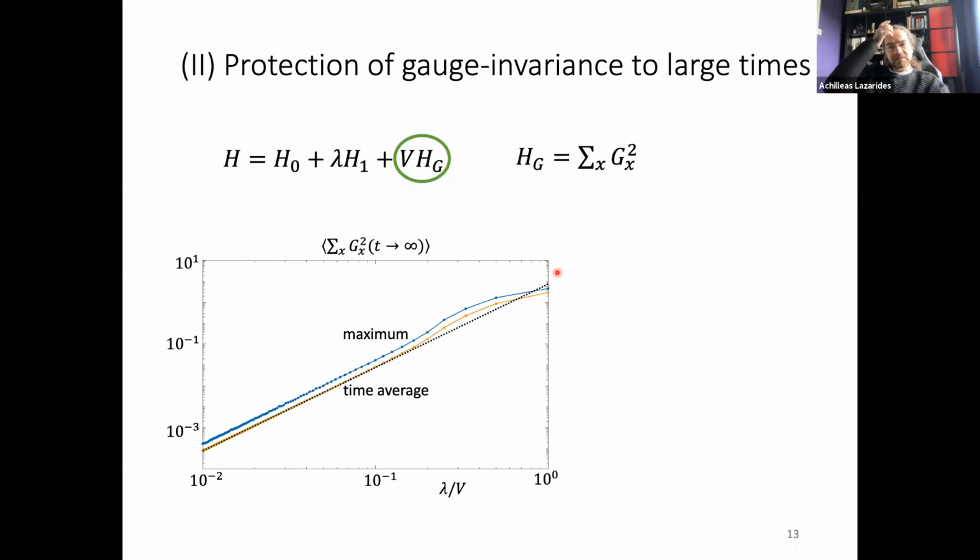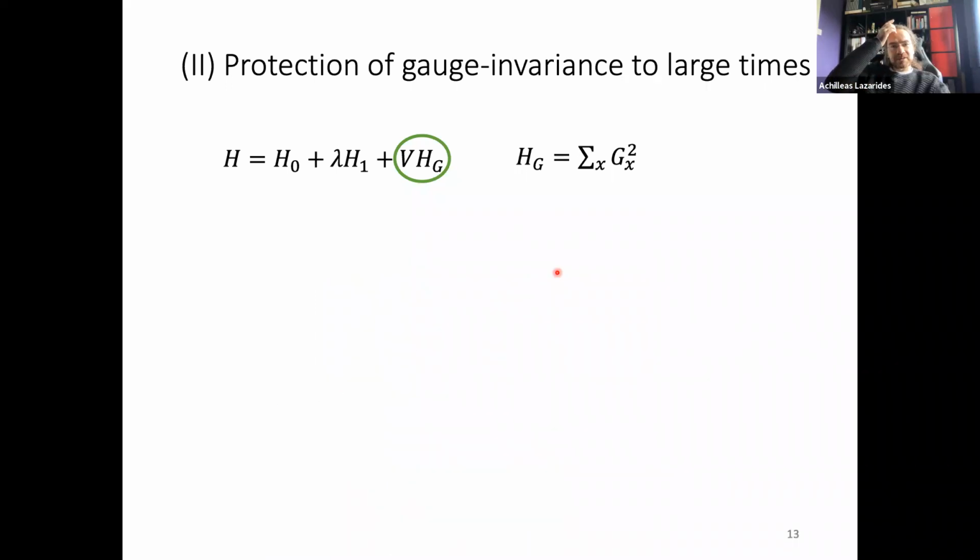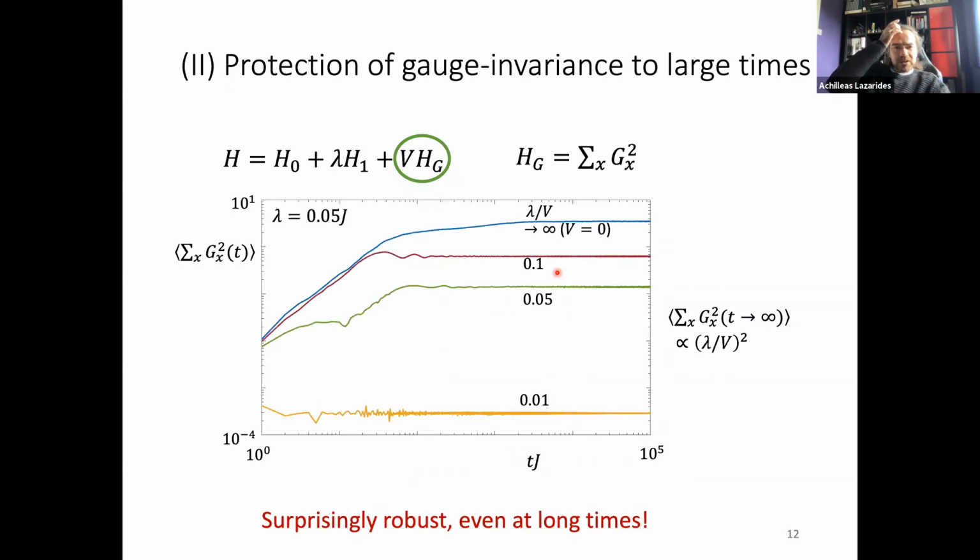Can you show the previous? Yeah, so what is it that goes like lambda over V squared exactly? So this plateau, the value of this plateau. The value, the height? Yes. Ah, okay. Yeah, it's suppressed as lambda squared over V squared. And the time scale to reach it, how does that? 1 over V. Okay, only V, okay. Yeah. All right, thanks.